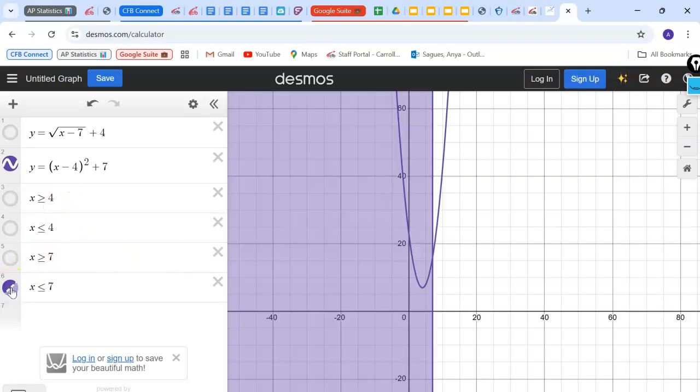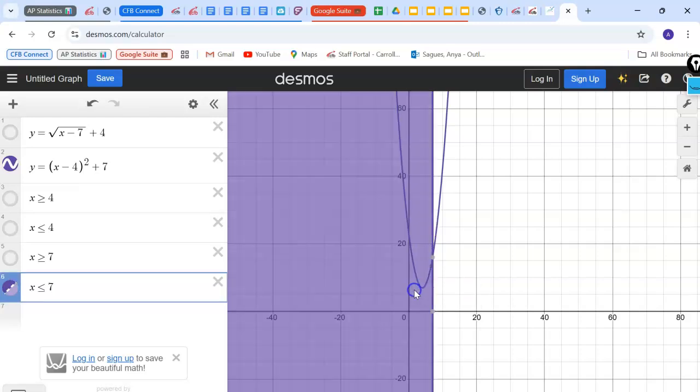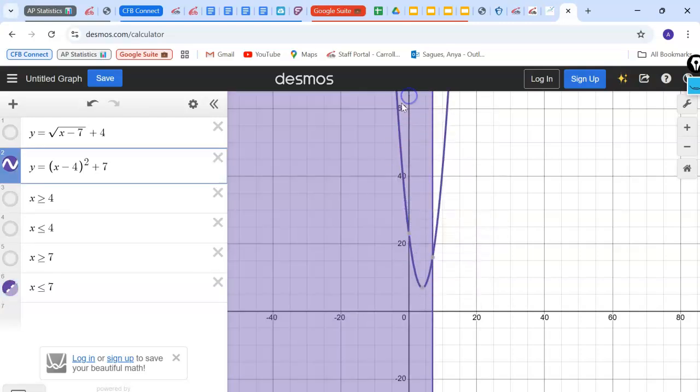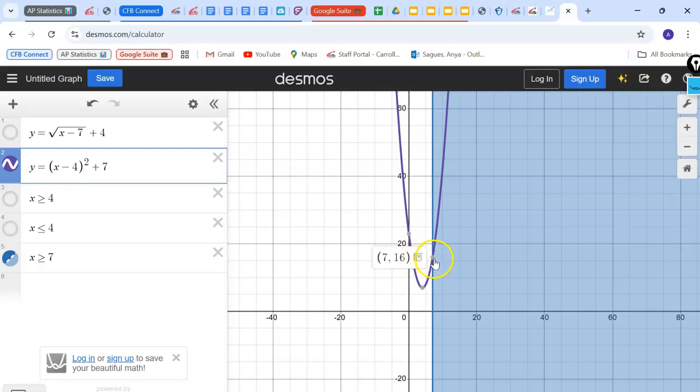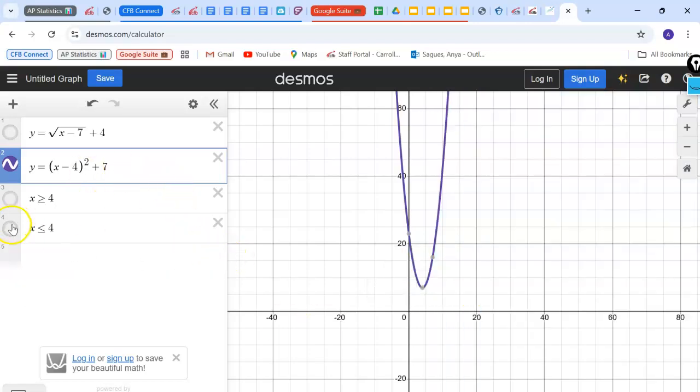X less than or equal to 7, I'm working my way from the bottom up. X less than or equal to 7 gives me more than half of the graph, but it's also highlighting the left side of the graph, so I don't like that one. Not her. X is greater than or equal to 7 gives me the right part of the graph, but it gives me less than half. So it doesn't give me exactly half. If it was exactly half, it would start in the middle. But I don't like this one.